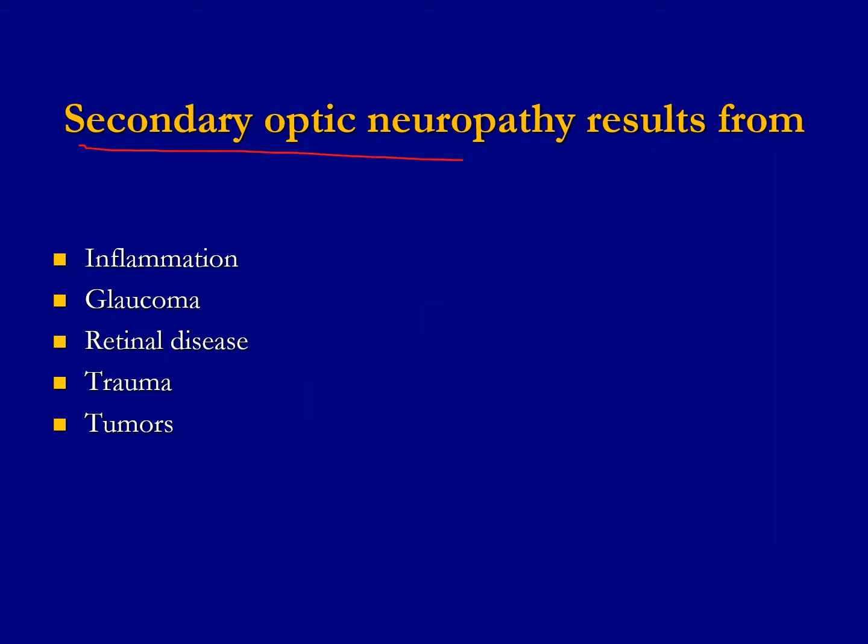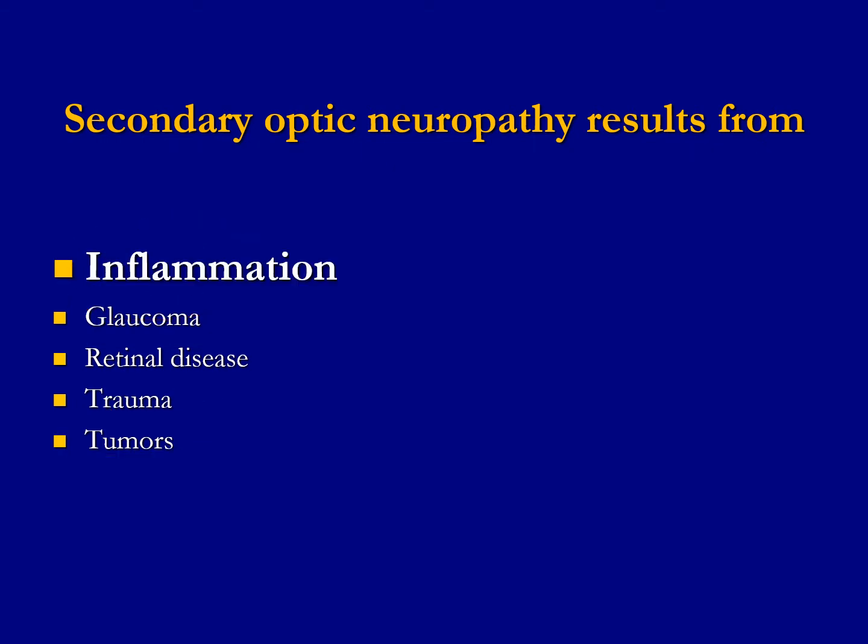Secondary optic atrophy results from, remember, 4 types of optic atrophy. So secondary optic atrophy results from inflammation, glaucoma, retinal disease, trauma, or tumors. Tumors and trauma cause primary optic atrophy, retinal disease causes consecutive optic atrophy, glaucoma causes glaucomatous optic atrophy, so we are left with inflammation. Let's see. Inflammation is the answer.